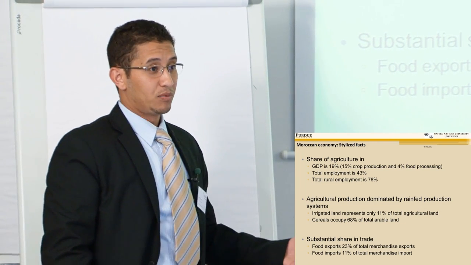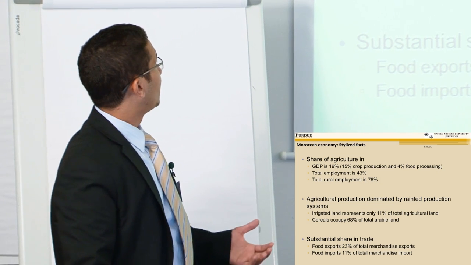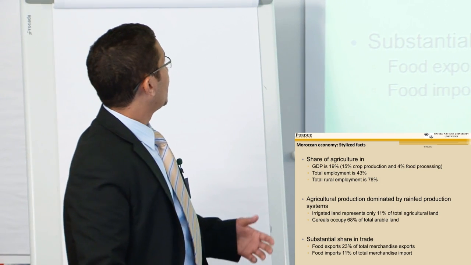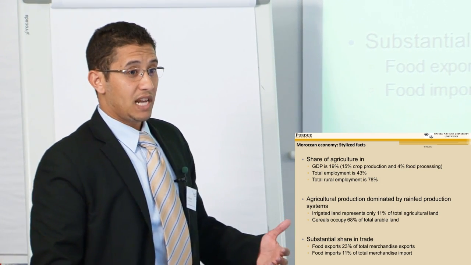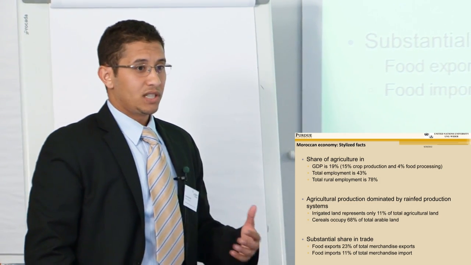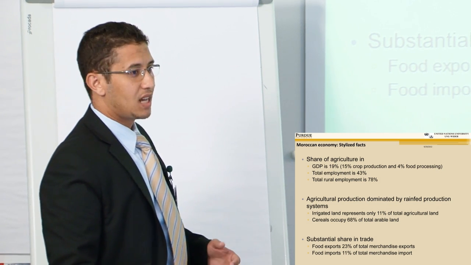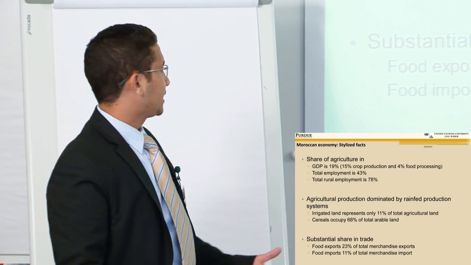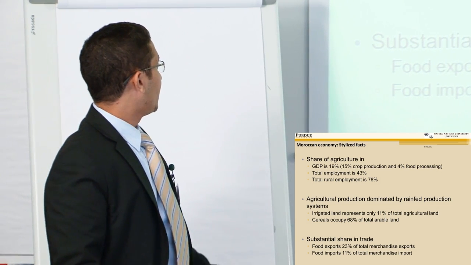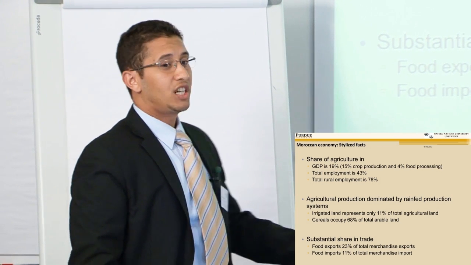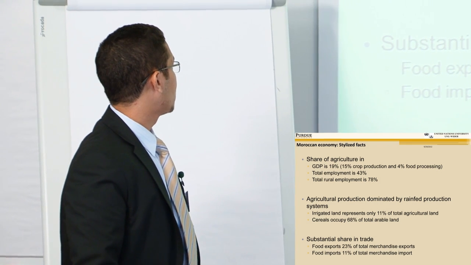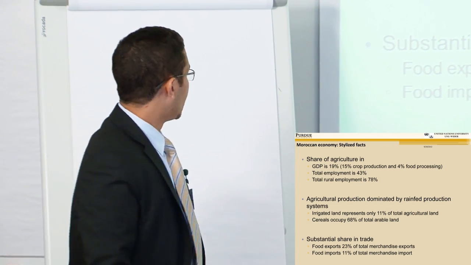In terms of labor force and employment, agriculture employs 43% in general, and in rural areas it can reach up to 78% of labor. The ag sector in Morocco is still dominated by rain-fed production to a large extent. Irrigated land represents only 11% of total agricultural land, and that is due basically to the large share of cereal production, which is the predominant production in Morocco and accounts for 68% of total arable land.